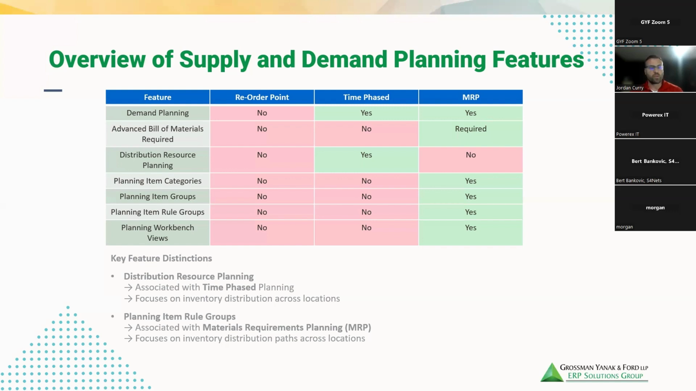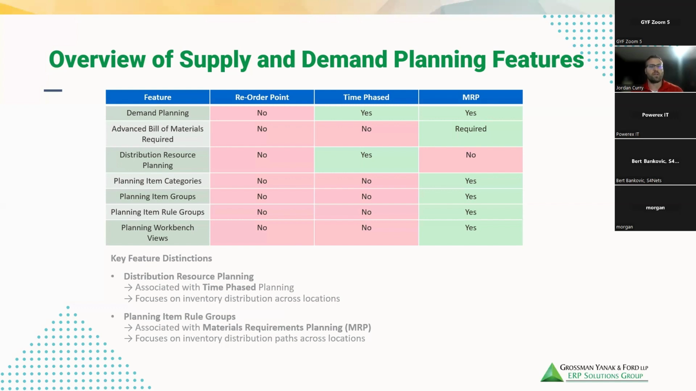For people that have multiple inventory locations, if you're going to be doing time phased, you're going to want to use distribution resource planning. If you're going to be using MRP, that's where the planning item rule groups comes in. That's one of those features that doesn't really scream it at you. I wish it did, that this feature is for time phased, the distribution resource planning, whereas that is not for MRP. So you can see all of the other features.